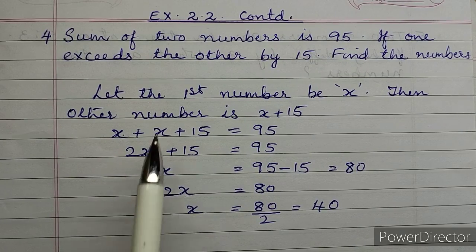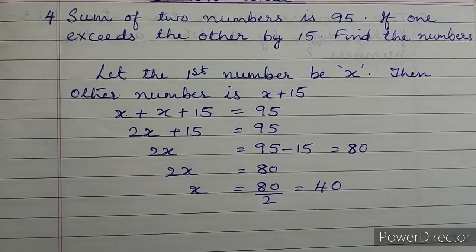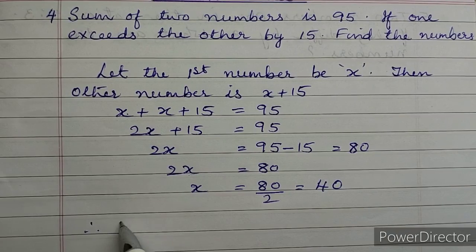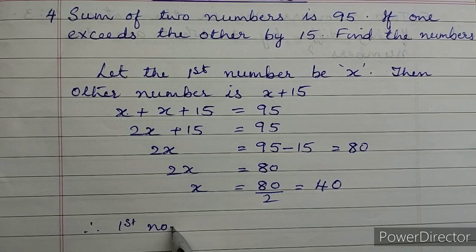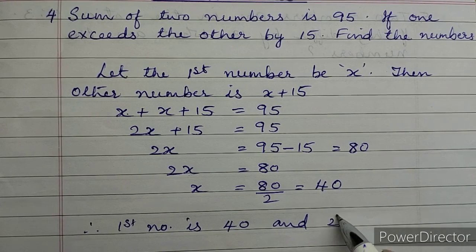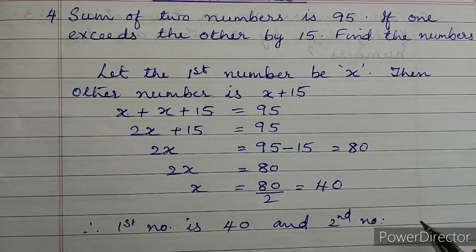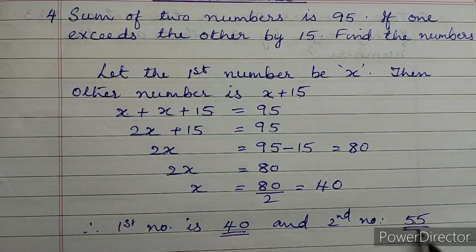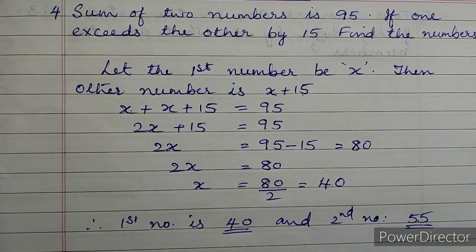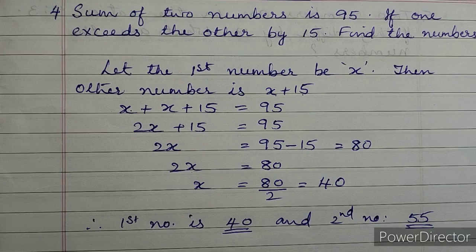So x we have assumed as the first number. So the conclusion you should write here: therefore, the first number is 40 and the second number is, how much will the second number be? x plus 15. So that means 40 plus 15, it is 55. So the first number is 40, the second number is 55. So this is the way of doing verbal sums.